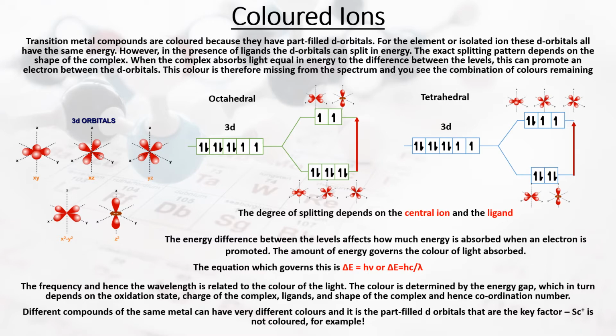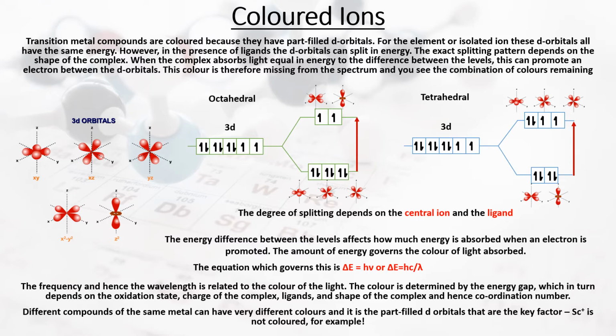And by absorbing that wavelength, that energy gap, it's absorbing the energy. The energy is related to the wavelength and the colour and the frequency of the light that we see. And so, therefore, the colour that is related to this transition is missing from the spectrum. That's the colour that our compound absorbs. And therefore, we see the combination of colours that are remaining at the end.